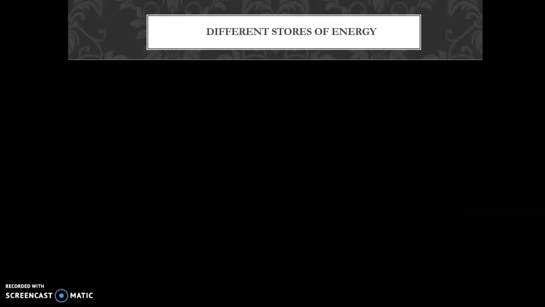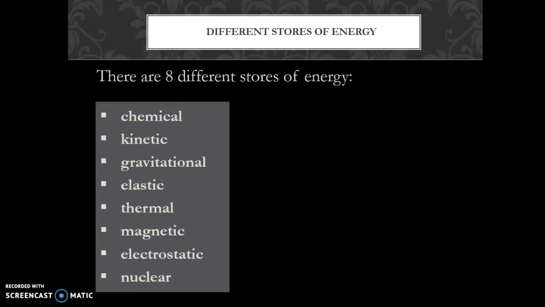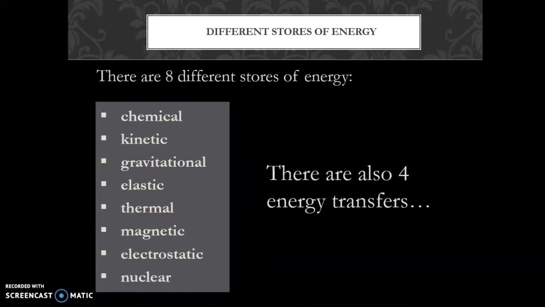So we have 8 different stores of energy. They are on the screen now: chemical, kinetic, gravitational, elastic, thermal, magnetic, electrostatic, and nuclear. There are also 4 different types of energy transfers, which we'll come to afterwards. But I'm going to run through these 8 different energy stores to start with, so that you can see what exactly they all mean and some examples of them as well.